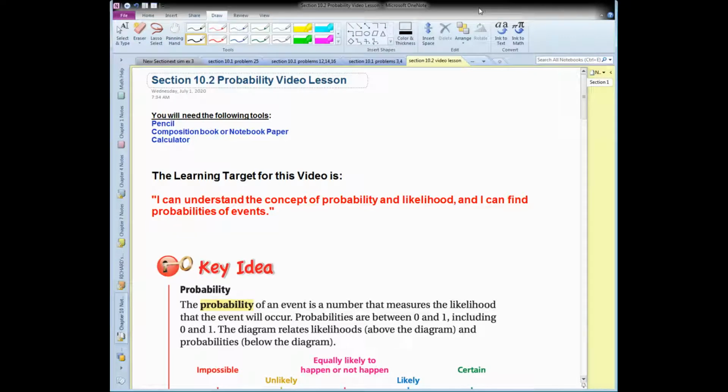Hello, everybody. It's Mr. Odom, and I'm going to cover section 10.2, which is on probability. Make sure you have all your goodies, your pencil, composition book or notebook paper, and your calculator. The learning target for this video is I can understand the concept of probability and likelihood, and I can find the probabilities of events. So this is kind of the big deal for this whole chapter, probability.